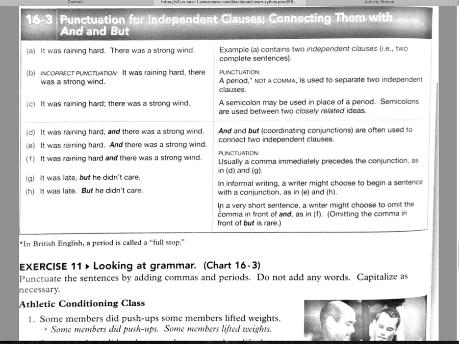In a very short sentence, a writer might choose to omit the comma in front of and, as in letter F. Omitting the comma in front of but is rare. So you can use it if it's a short sentence and the ideas are closely related. You can omit it. I like to use it, like example D and example G. It's very rare that you omit the comma in front of but.